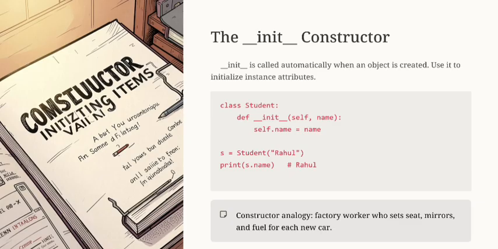Okay, so understanding __init__, for example, you can see here. When we create s = Student("Rahul"), the __init__ method automatically runs. It stores self.name = Rahul. Okay, so constructor real life example. When a new car is produced, the factory worker automatically sets color, engine, model. Similarly, a constructor sets initial values when an object is created.